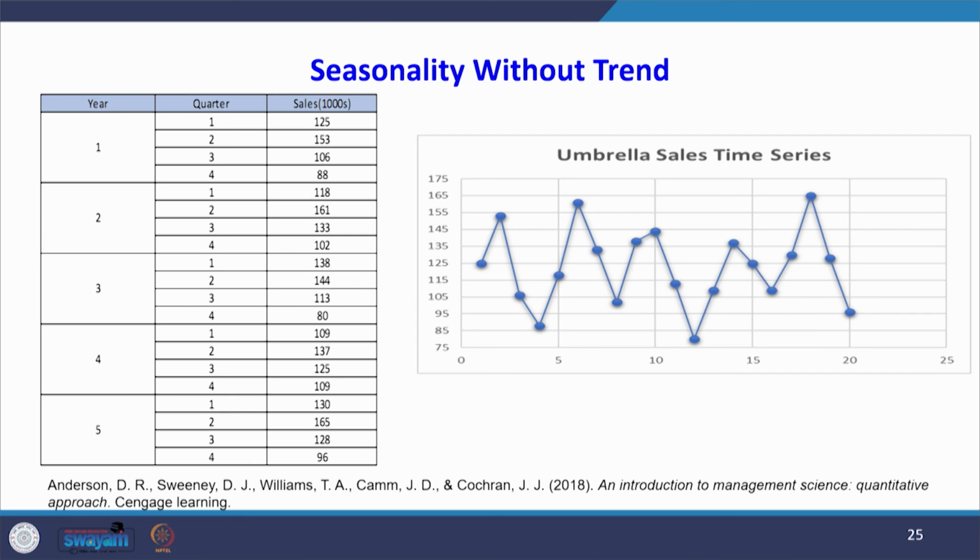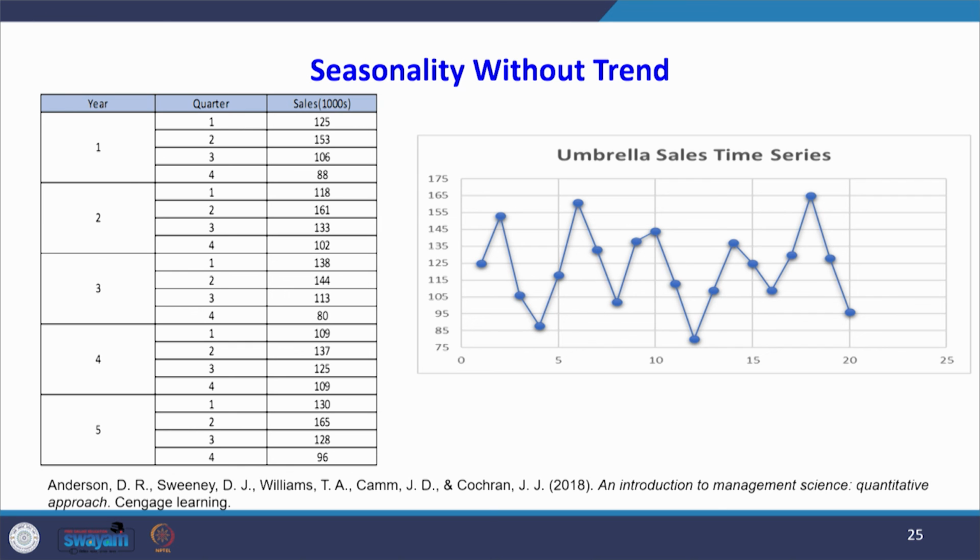Dear students, so far I have discussed forecasting trend data with the help of regression analysis. Now, I am going to discuss seasonality without trend. Look at the table on the left hand side. There is quarter 1, the sale is 125, then quarter 2, quarter 3, quarter 4 for year 1, and similarly for year 2, year 3, year 4, year 5.